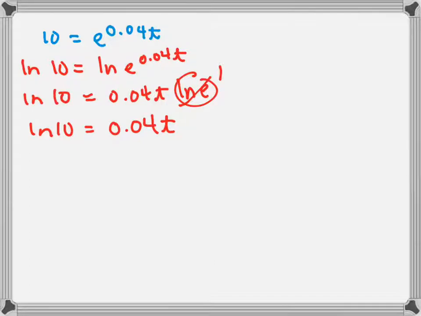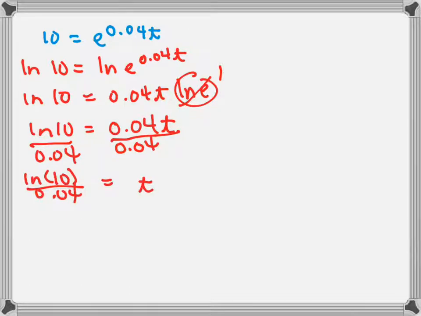We almost have t by itself. Let's divide both sides by 0.04. And t equals the natural log of 10 divided by 0.04, where t is approximately 57.6 days.